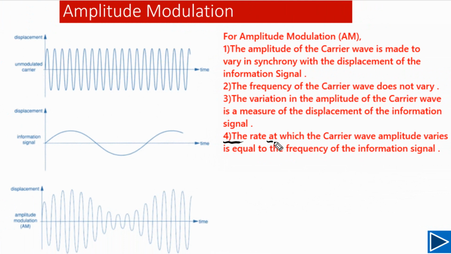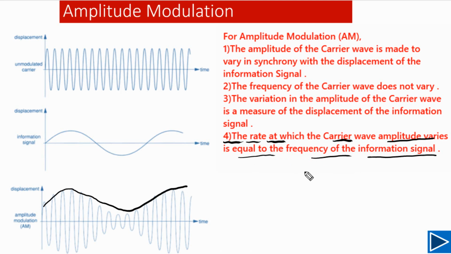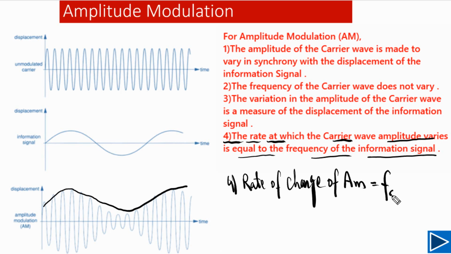The next point is telling us that the rate at which the carrier wave amplitude varies is equal to the frequency of the information signal. Rate simply means that the number of times the amplitude of the modulated wave increases, decreases, and then increases depends on the frequency of the signal. Or we can simply say that the rate of change of amplitude of the modulated wave is equal to the frequency of the signal.